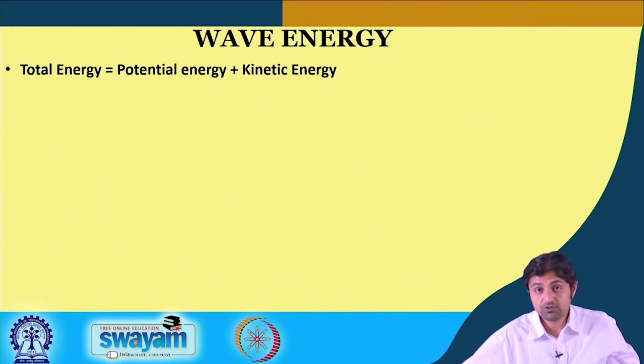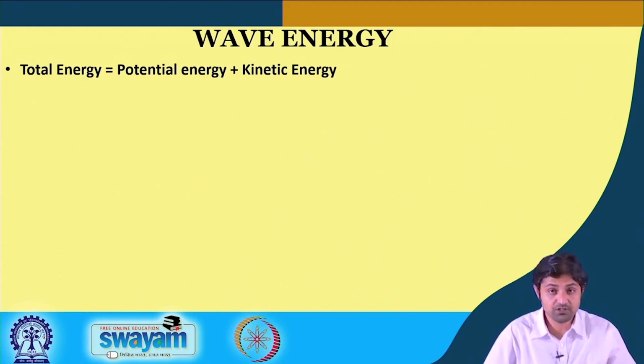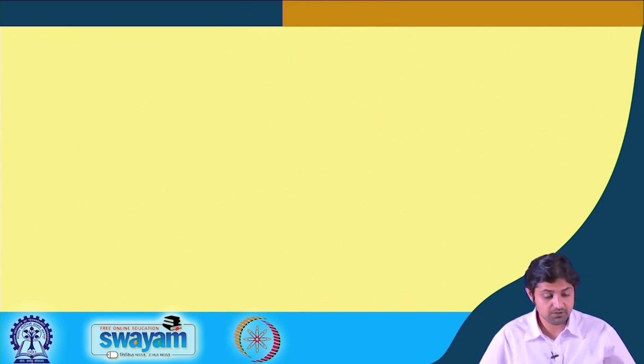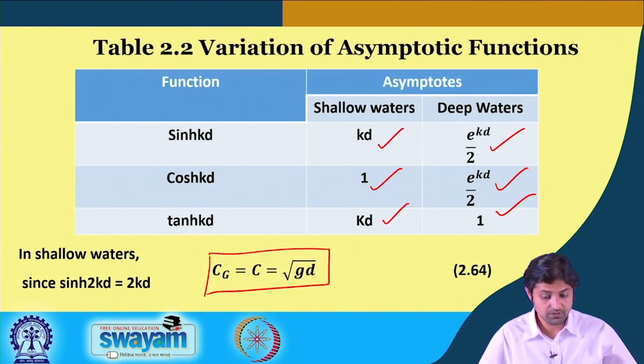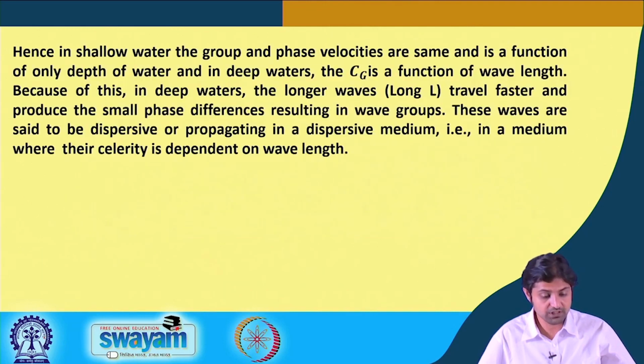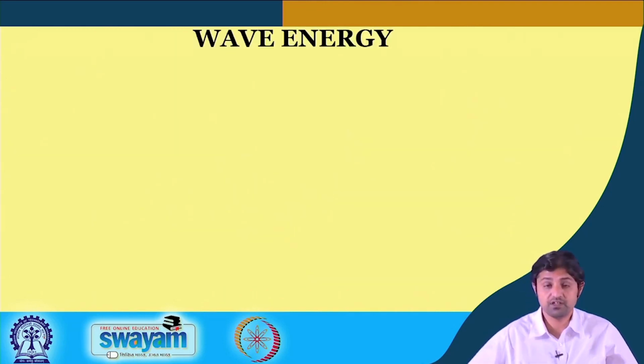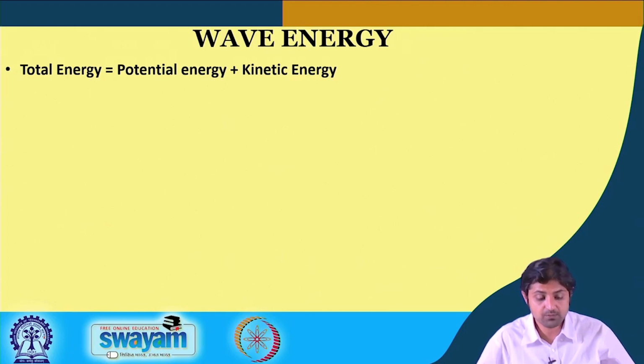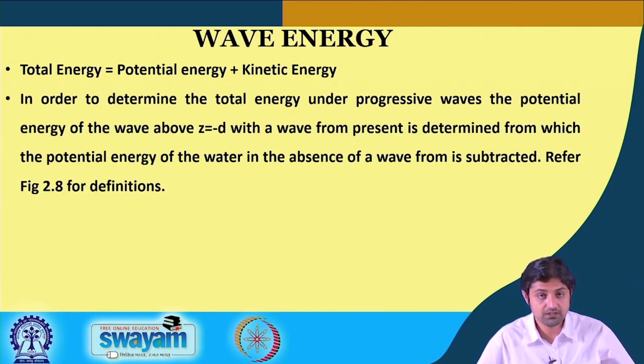We have discussed almost everything: the particle trajectories, and then the group velocity. Now, we must go towards wave energy. Total energy is potential energy plus kinetic energy. In order to determine the total energy under a progressive wave, the potential energy of the wave above z equal to minus d, with the wave present, is determined, from which the potential energy of the water in the absence of the wave is subtracted.